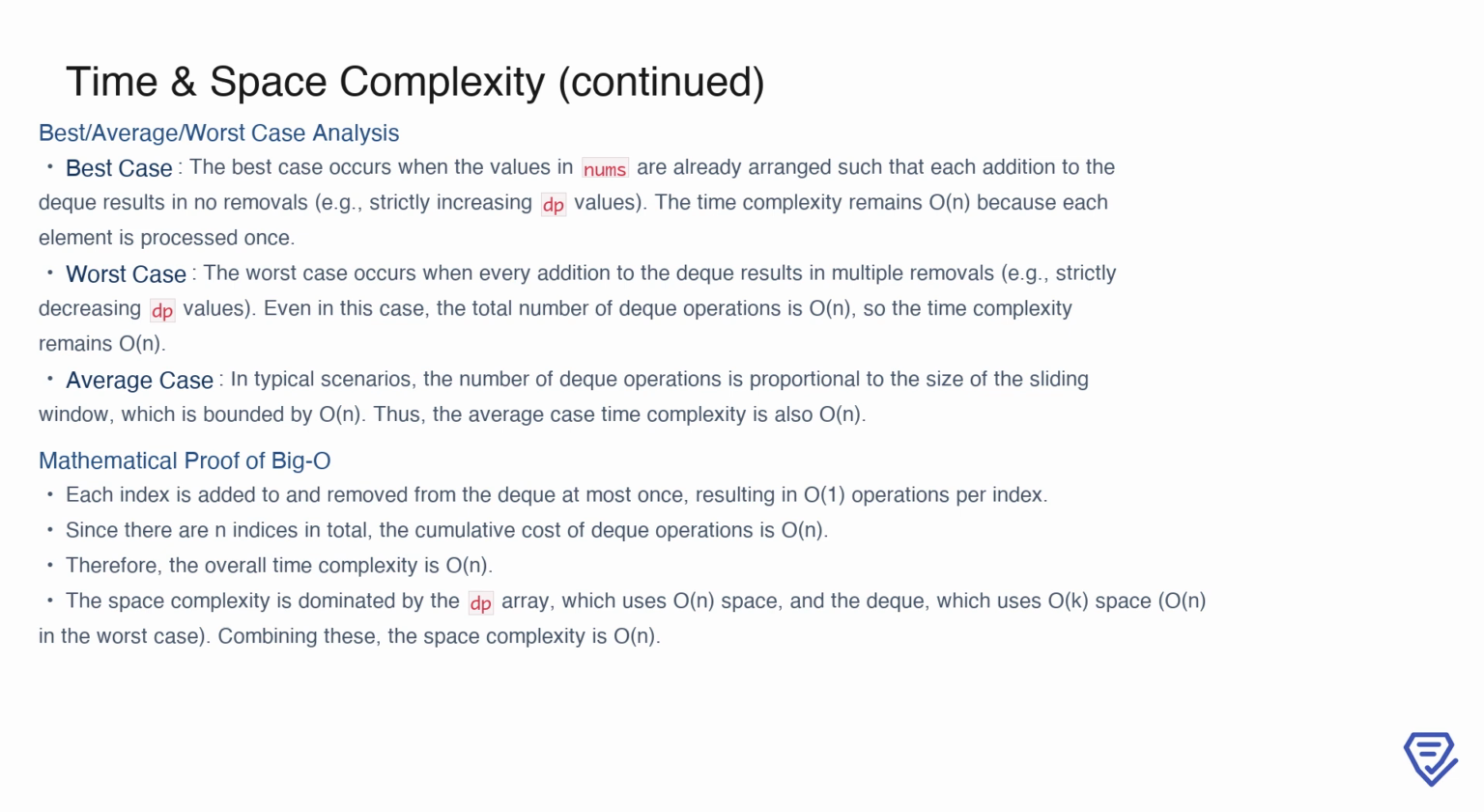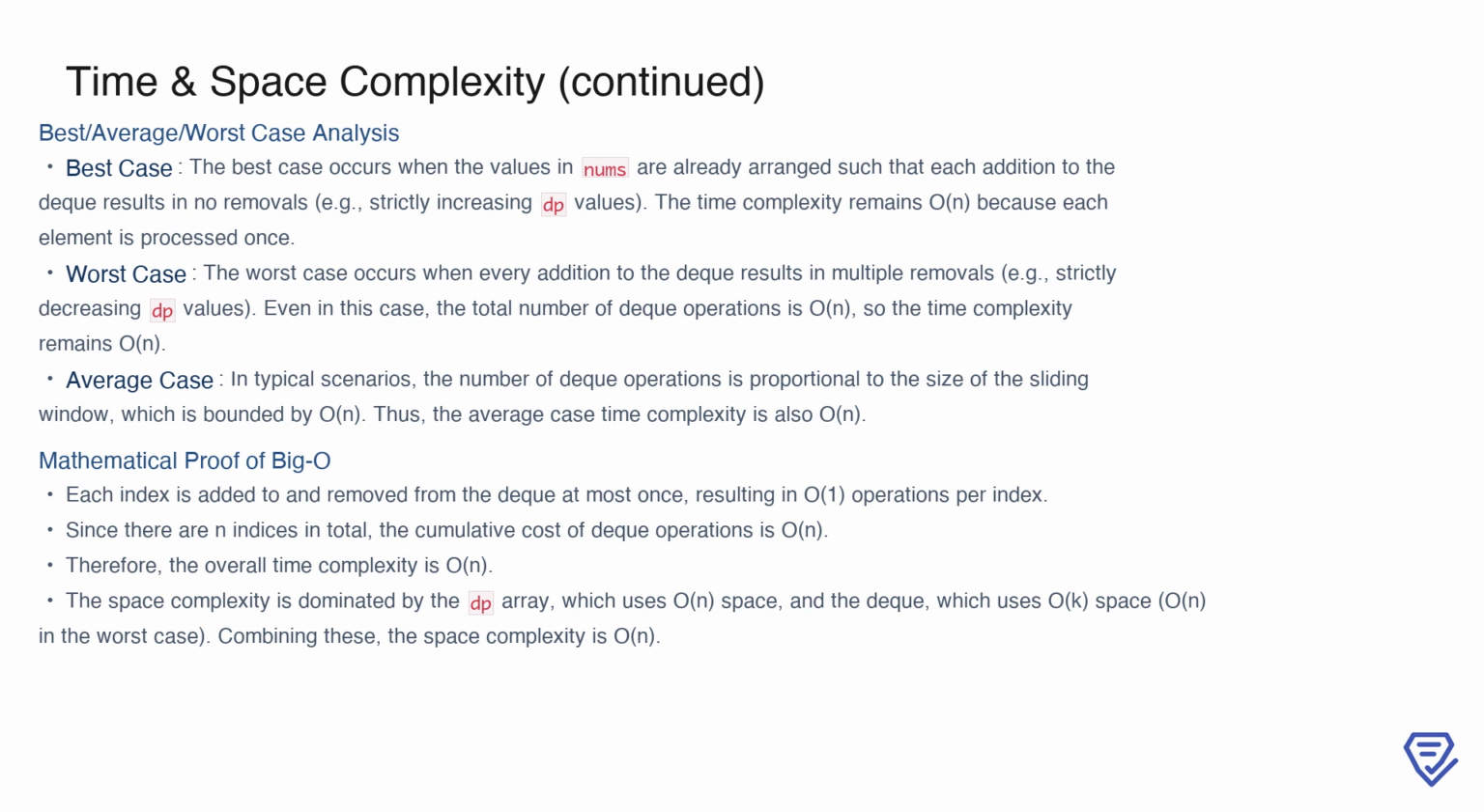The best case occurs when the DP values are strictly increasing, meaning each addition to the DEEC results in no removals. Even in this scenario, the time complexity is O(n), as each element is processed once. In the worst case, where DP values are strictly decreasing, every addition to the DEEC leads to multiple removals. However, since each index is added and removed at most once, the total number of operations remains O(n).